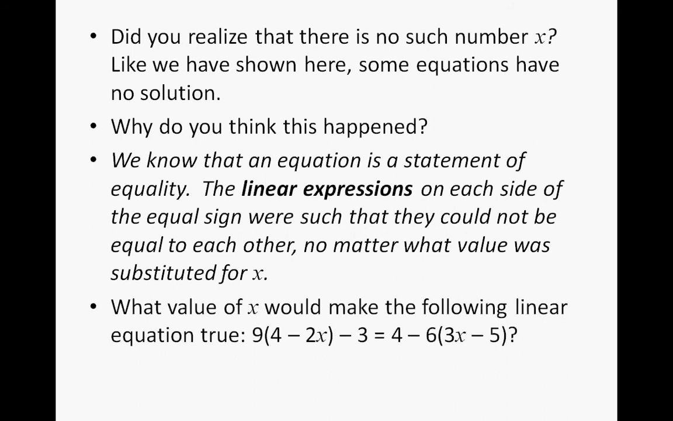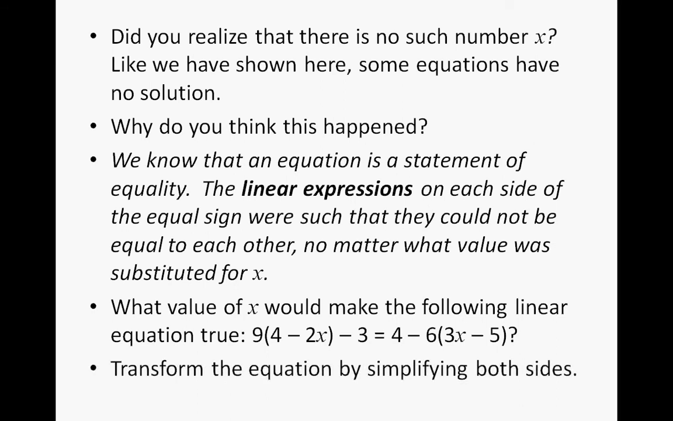So what value of x would make the following linear equation true? 9 times the quantity of 4 minus 2x minus 3 is equal to 4 minus the quantity of 6, or 6 times the quantity of 3x minus 5. Again, transform the equation by simplifying both sides.